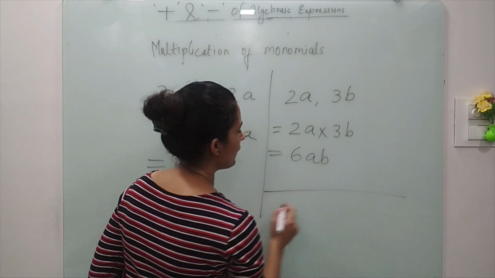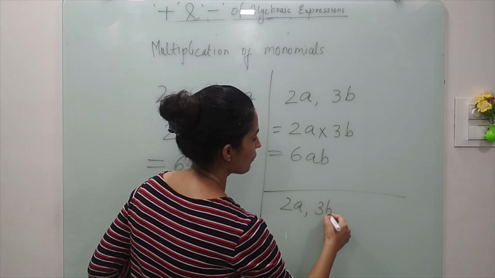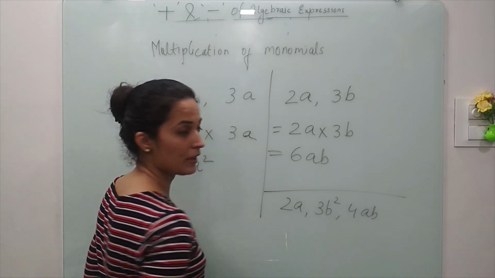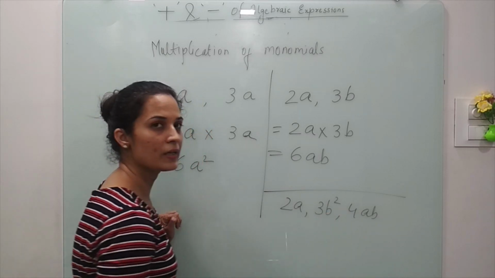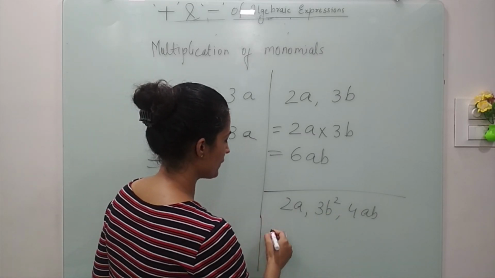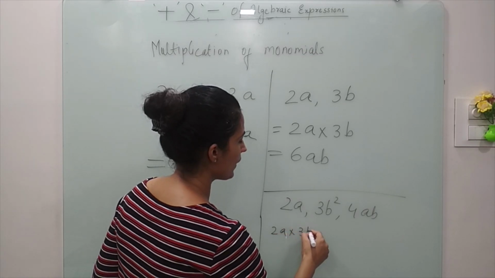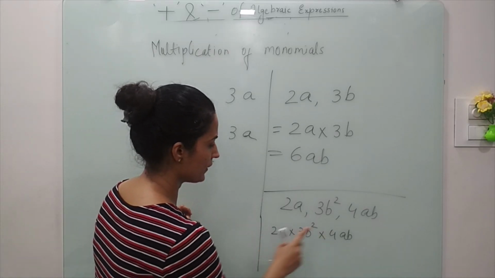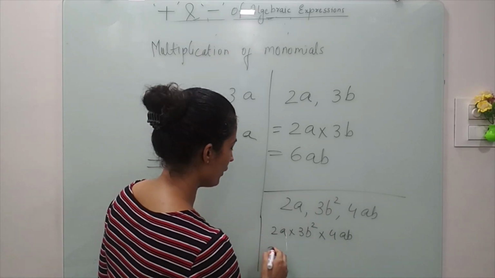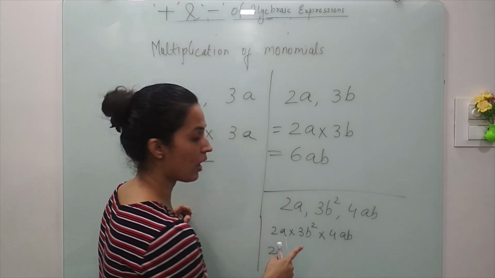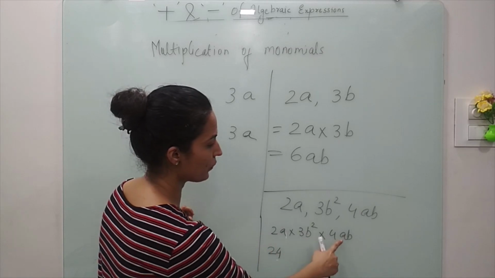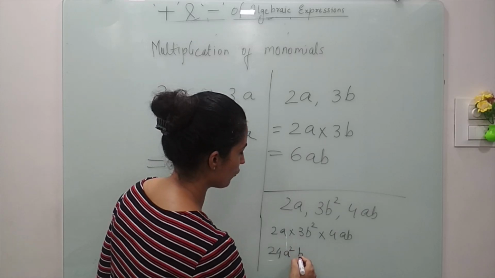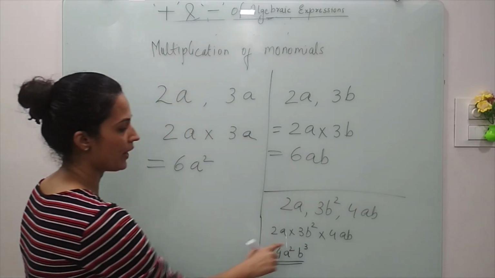Right? Similarly, if we have 2a, 3b square, 4ab, let's find the product of these three monomials. All of these three are unlike terms, but still we can do the multiplication. So this is 2a into 3b square into 4ab. Let's find the product of the constants first. 2 3s are 6, 6 4s are 24. So 24a. Let's see how much degree we can put to a. We have a into a, so this will be a square, and this is b square into b, so this will be b cube. So the answer is 24a square b cube.